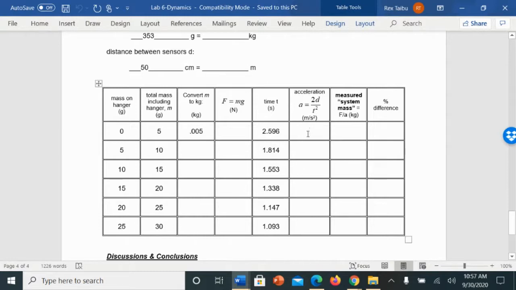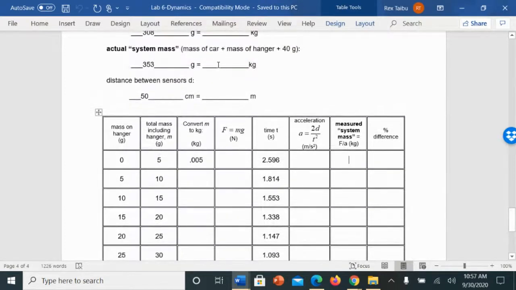Find your acceleration. The measured system mass, you just divide the force. The force you get here divided by the acceleration you get here gives you the measured system mass, and put it here. The measured system mass can be compared with what you get right here to find the percentage difference.